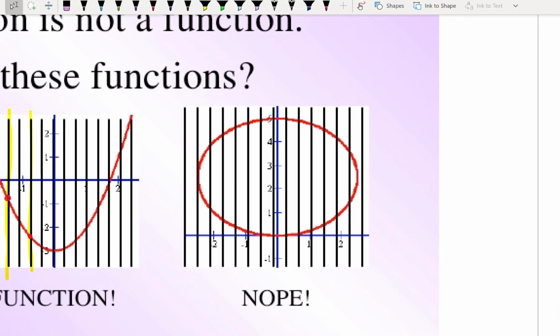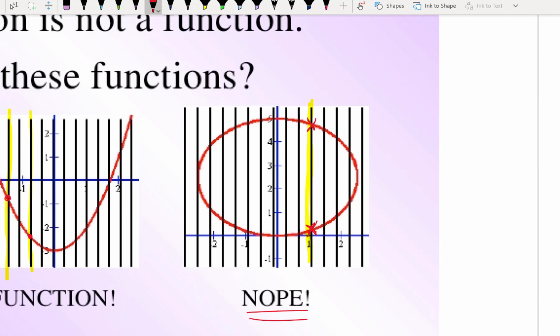Versus the last one, let's say a circle. If I were to draw a vertical line, then this vertical line hits the graph here and here. That's two points of intersection. So we say no, this is not a function, because it fails the vertical line test.